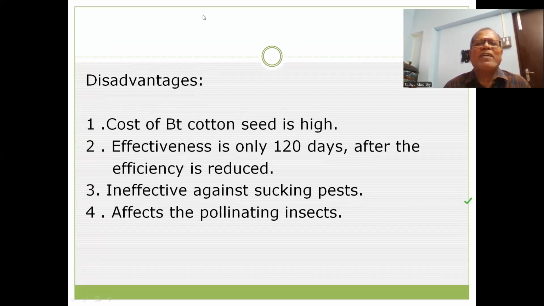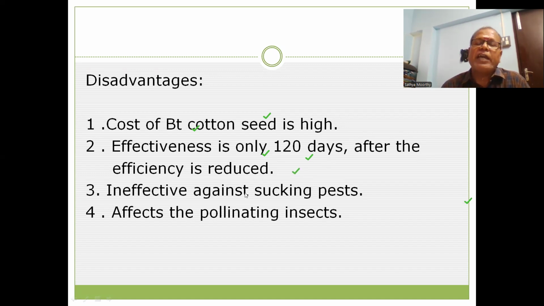Then what are the disadvantages of this BT cotton? The cost of BT cotton seed is high. So the seed cost is very high because it's a genetically modified one. In the lab, for the production of these seeds, the production cost is more. That's why the sales cost is also more. Then the effectiveness of the insecticidal property lasts only 120 days. After that time, the efficiency is reduced.